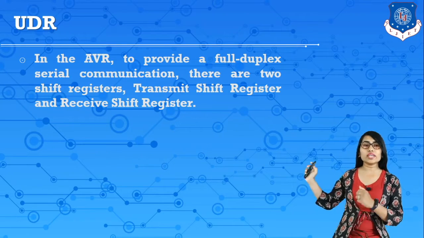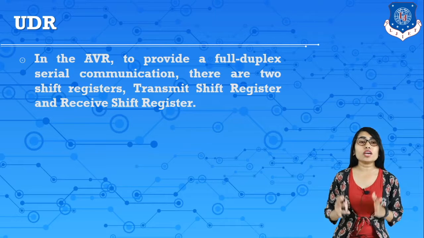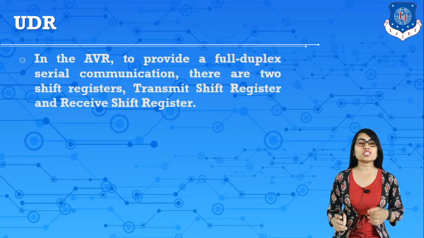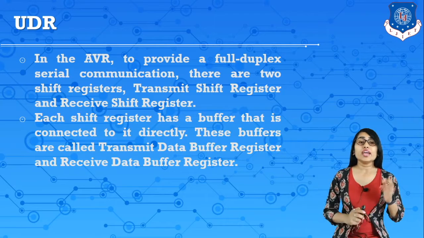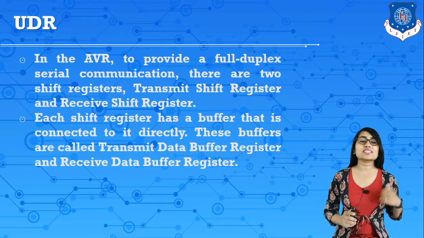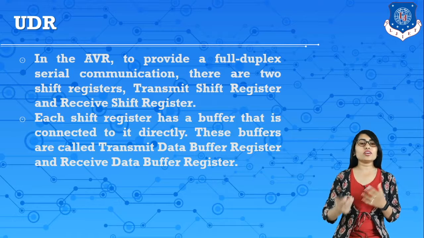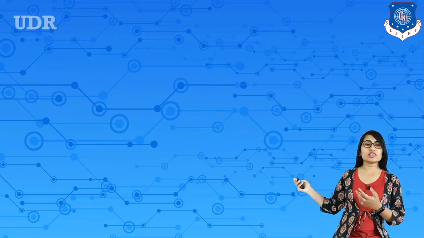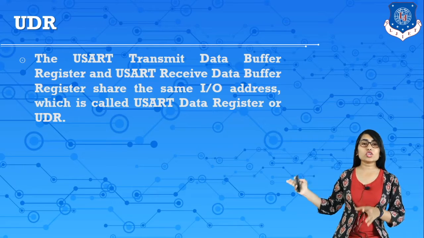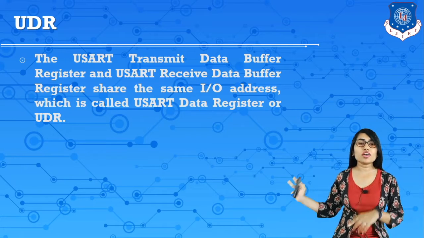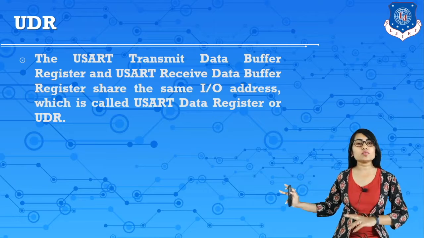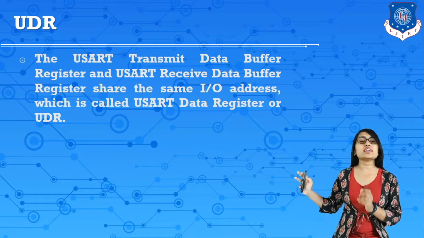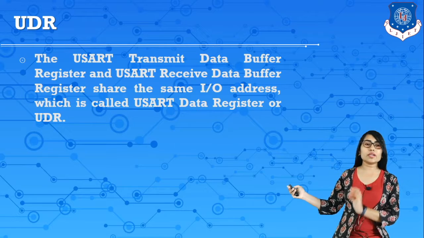Now next is the UDR. In an AVR, to provide full duplex serial communication, there are 2 shift registers, a transmit shift register and a receive shift register. Each shift register has a buffer that is connected to it directly. These buffers are called the transmit data buffer register and the receive data buffer register. These are the USART transmit data bus buffer and USART receive data bus buffer. These two share the same IO address, which is called the USART data register or simply UDR.